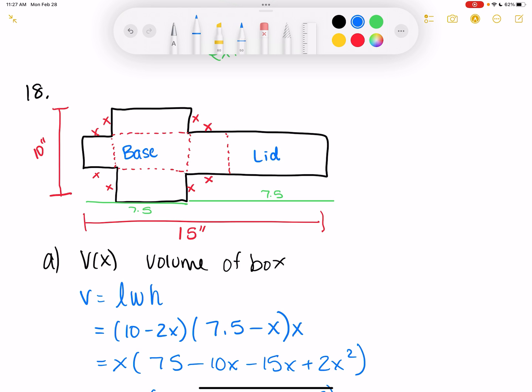It's kind of like you're dealing with measurements. You have to think about what makes sense. So I can take a 2 out here and a 2 out here and I'm left with 6 here. You know what I mean? But if I take a 6 out and a 6 out, I'm left with negative 2, and I can't have negative 2 for a base of a box, basically.